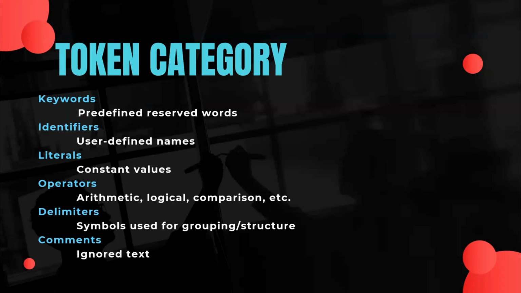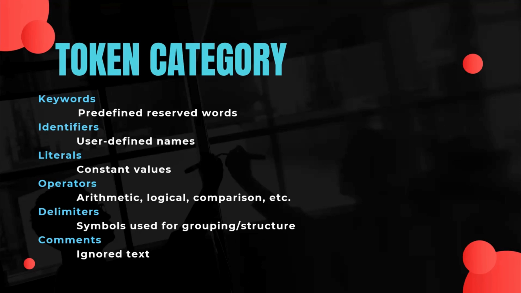In the token category, we have keywords, which are predefined reserved words. Reserved words have a special meaning in Python, like if, while, class, return. These are examples of reserved words. Then we have identifiers, which are user-defined names. Identifier means names given to variables, functions, and classes, for example name, sum, student info. These are the names which identify something. That is called an identifier.